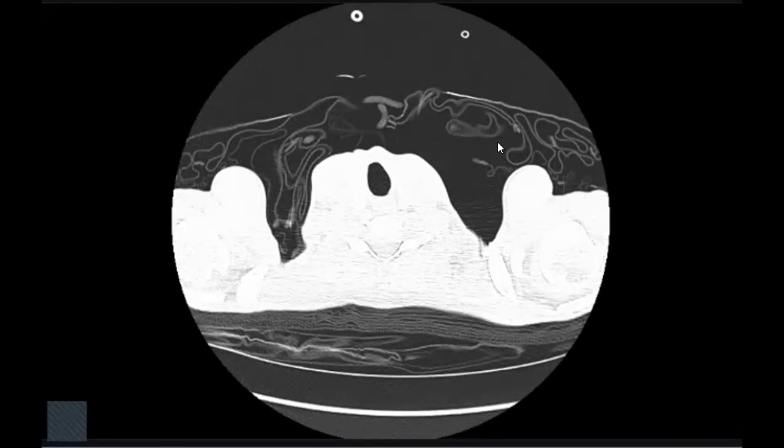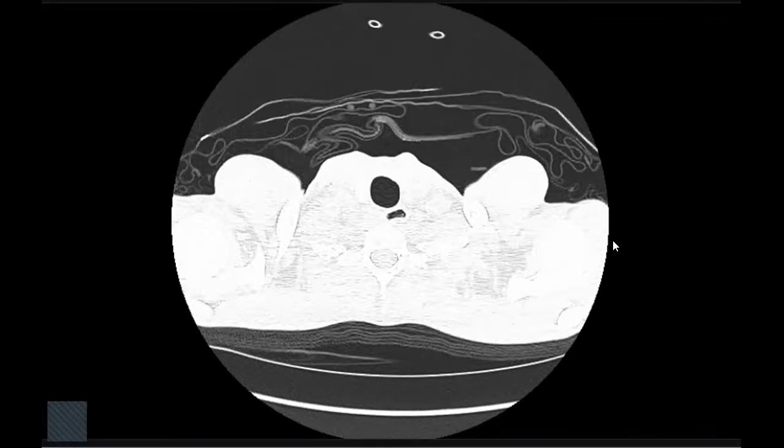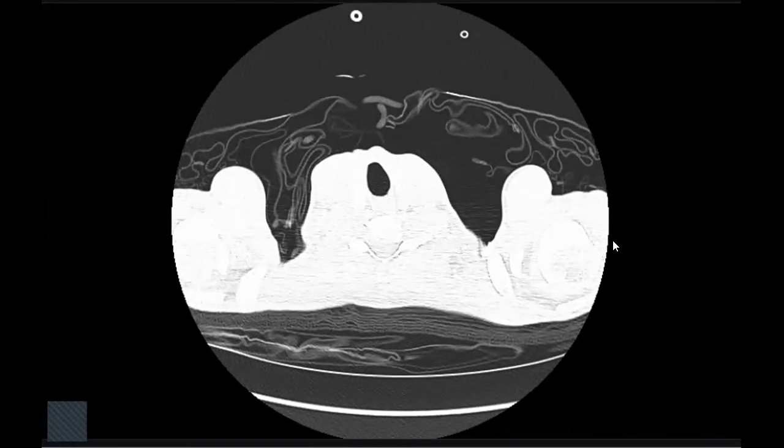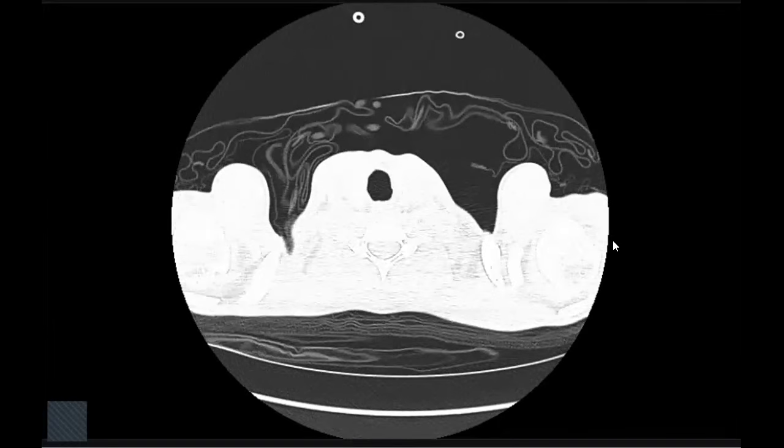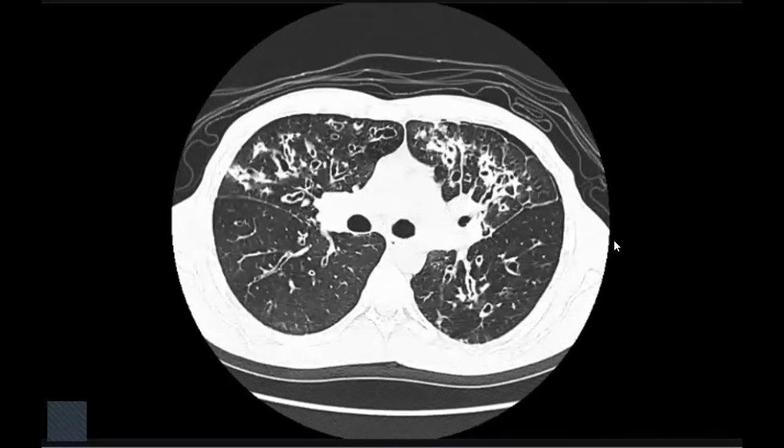Okay, the CT scan. In the CT, this is an axial cut CT. Just one second. Scroll slowly. This is the axial cut CT for both lungs.